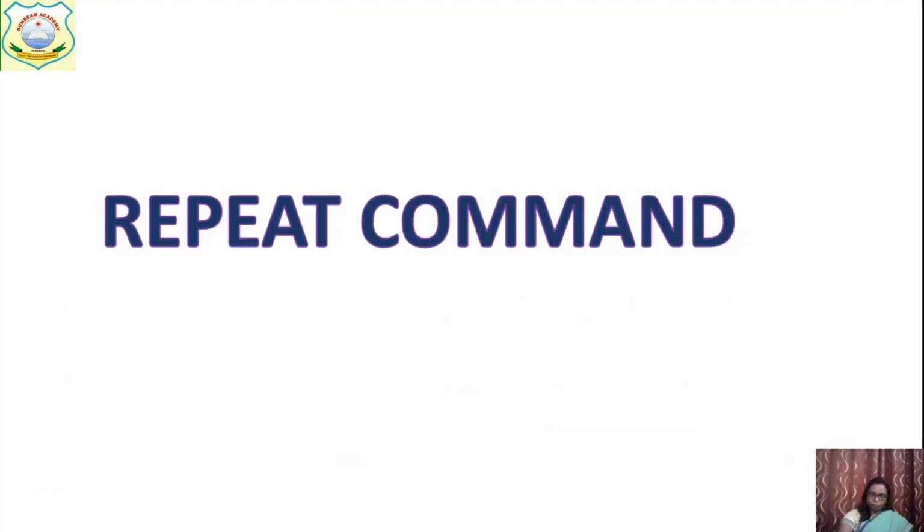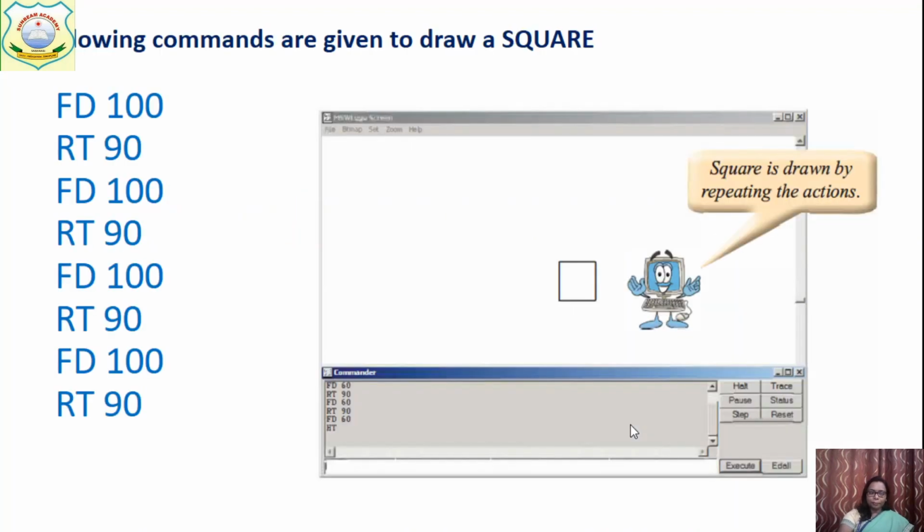Okay. Now, next we have the repeat command. You know what is the use of the repeat command? Just see with this example. If we want to draw a square, what will we do? We will execute these commands. First we will move the turtle in the forward direction in this way, then we will make it turn right RT 90, then again RT 90, after that FD 100, then again RT 90, and then again FD 100. In this way we will repeat the same commands.